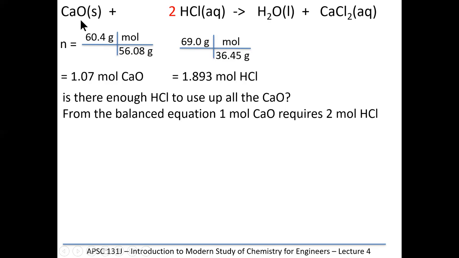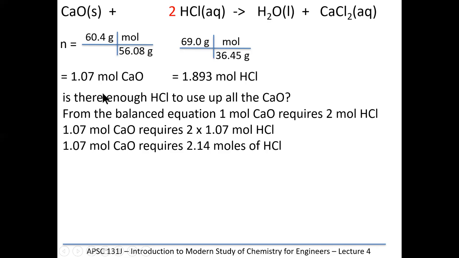So we've already established one mole of calcium oxide requires two moles of HCl. So if I have 1.07 moles of calcium oxide, I'm going to need twice as many moles of hydrochloric acid to use it all up. Well, clearly we don't have enough hydrochloric acid because two times 1.07 is 2.14. There isn't enough hydrochloric acid to use up all the calcium oxide. So if all the calcium oxide isn't going to get used up, we have to use up the hydrochloric acid. That's how I figure out limiting reagent.